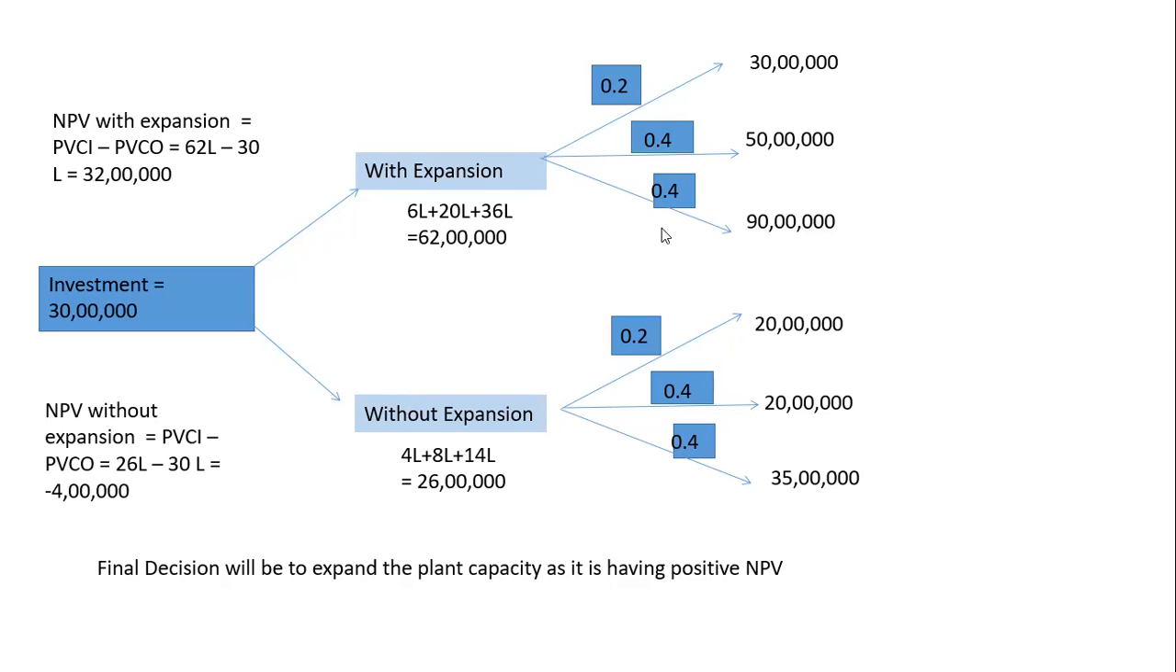Multiply with the probabilities. These are the branches. ये ब्रांचेस को आपने 0.2, 0.4, 0.4 से मल्टीप्लाई किया, आपका 62 lakhs आया। उसमें से हमने कॉस्ट को माइनस किया 30 lakhs, you got 32 lakhs. Here you are getting NPV negative: 26 lakhs minus 30 lakhs, that is minus 4 lakhs.